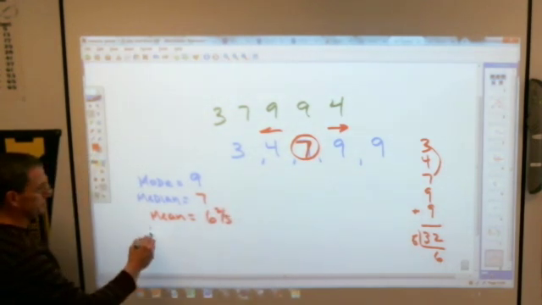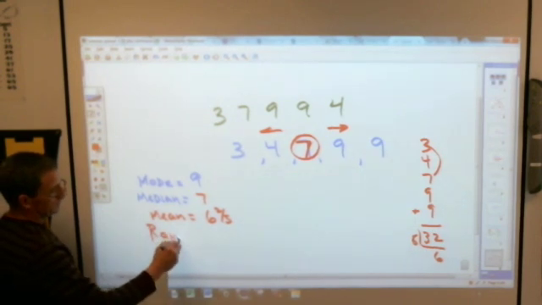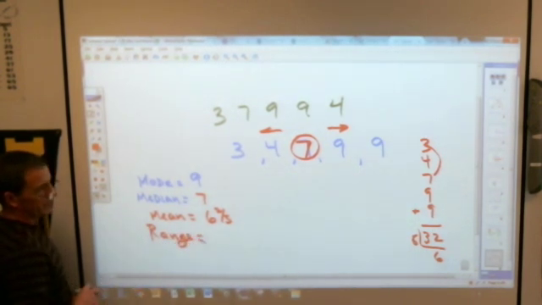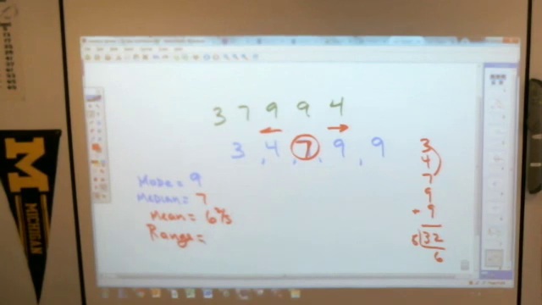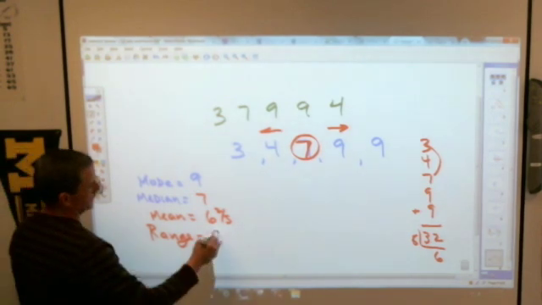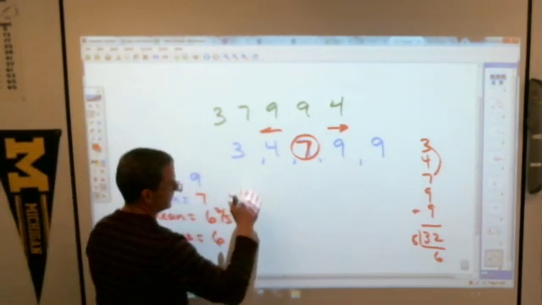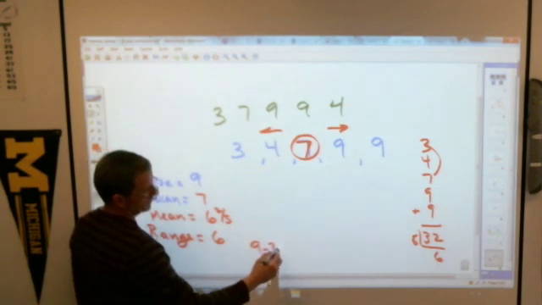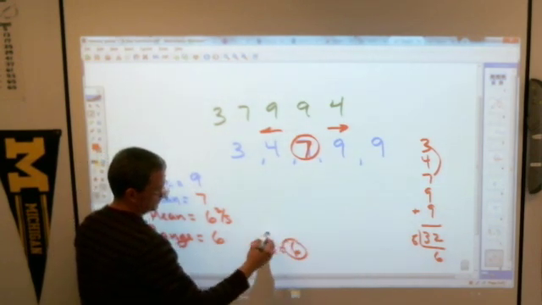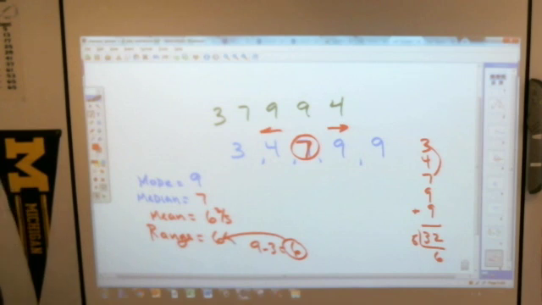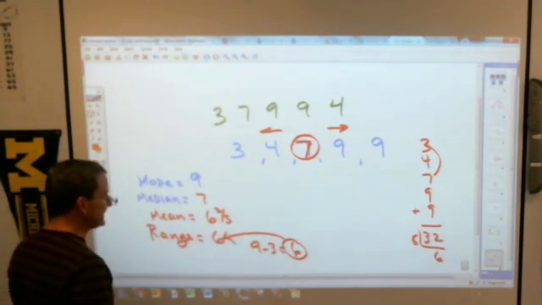And then the range. If you subtract the small from the big, what is my range, Addie? 6. I take 9, subtract 3 from it. You get 6. Questions on that? You think that's something fifth graders are capable of? I think probably so. Again, measures of central tendency.